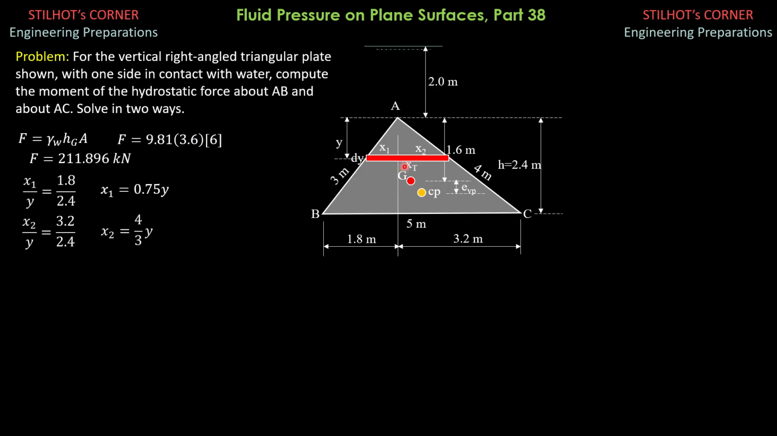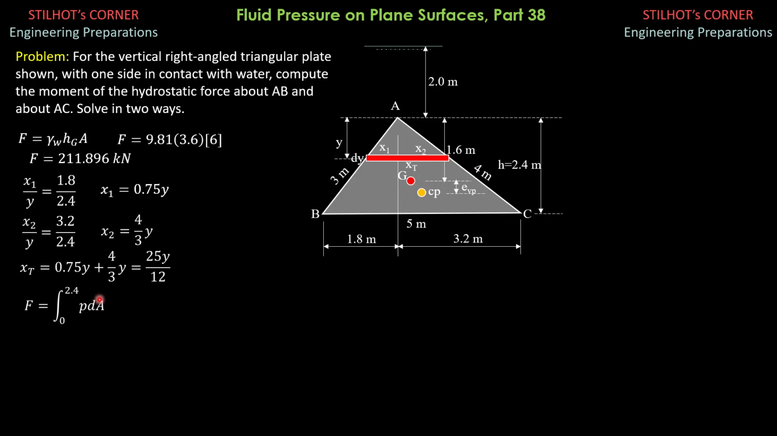That's x sub t plus 4/3 of y, and the total length of the strip is 25/12 of y. So we can now apply integration. The pressure here is uniform, specific weight 9.81 times quantity 2 plus y. That's the pressure at that level. Differential area is xt dy.